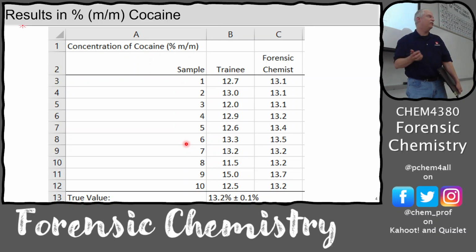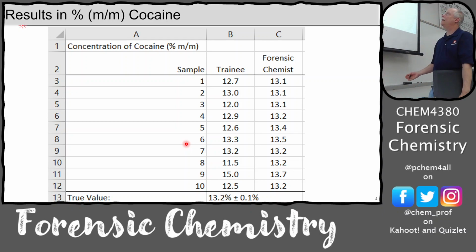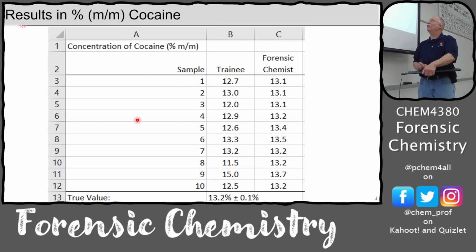Our true value was 13.2%. Here's the 20 data points, 10 for each. We kind of glance at it and we say, yeah, they all are around 13, right? There's some high 12s and some low 13s in both cases. You could also look to see the forensic chemists, they're all very low 13. So that's very nice, very tight grouping.